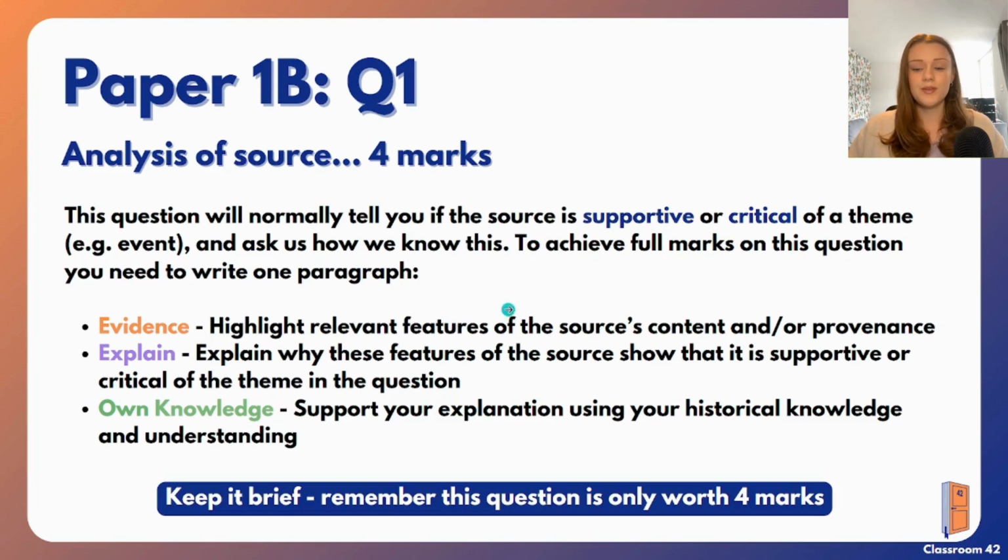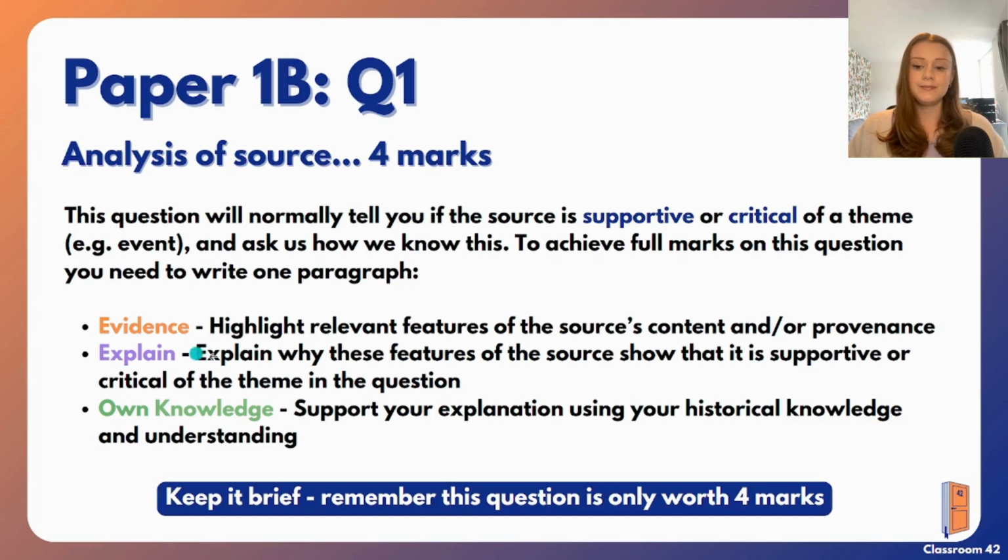To achieve full marks for this question, you need to write 1 paragraph that includes the following. First of all, evidence. You need to highlight relevant features of the source's content and or the provenance. And the provenance is that bit at the top of the source that tells you a little bit of information about the date and the author, maybe a bit of background about the author.